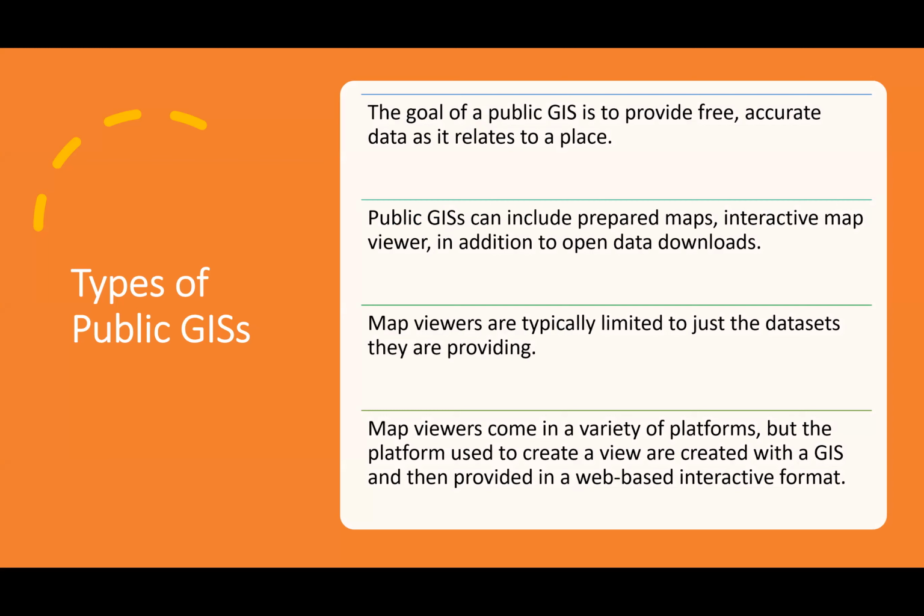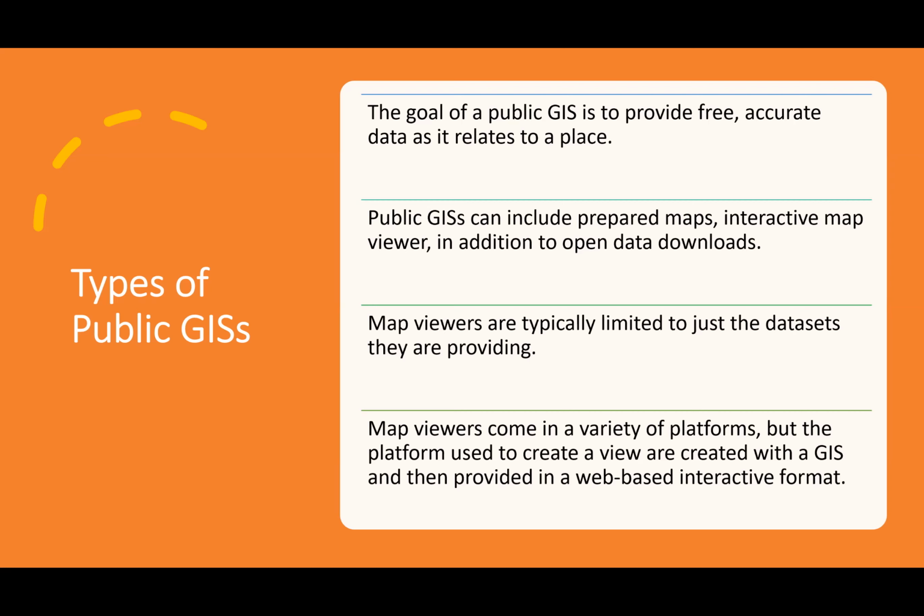Onto types of public GISs. Again, the goal of a public GIS is to provide free, accurate data as it relates to a place. Kind of an interesting anecdote related to that is every public GIS has a disclaimer. The disclaimer is that even though we're providing this data to you as a free service, it's really up to you to figure out if it's accurate. Which is kind of a strange position to be in, right? You're going to a public GIS to access some spatial data, but you receive a disclaimer on the download or the use saying, hey, you need to verify that this is correct.